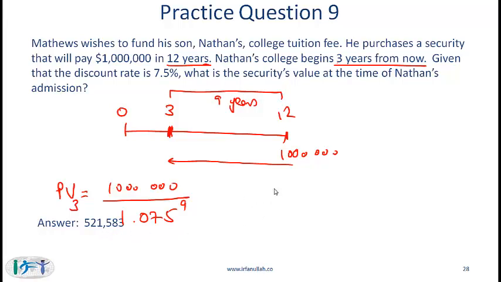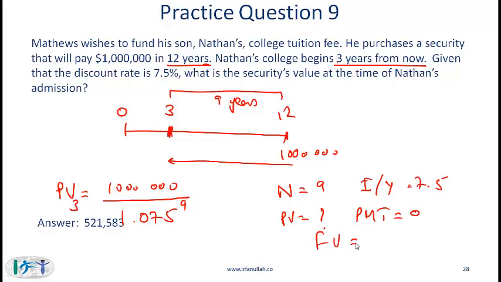521,583. On the calculator, you simply plug in n is equal to 9. The interest rate is equal to 7.5. The PV is what you are going to compute. Payment 0 and FV is equal to 1 million.